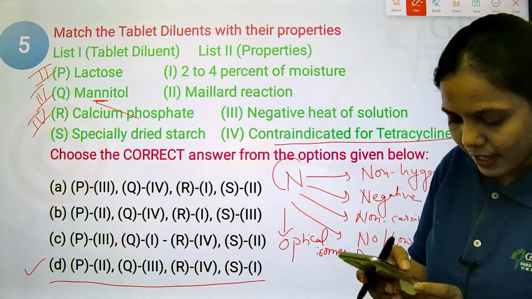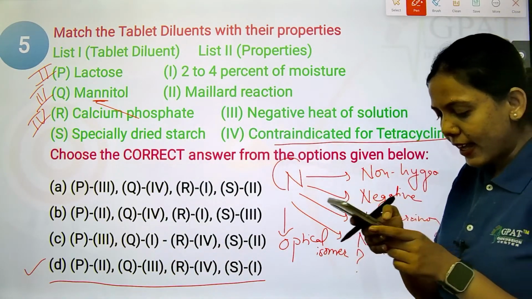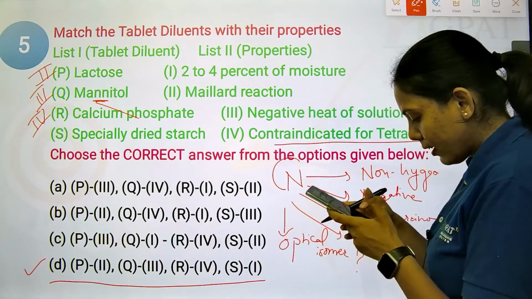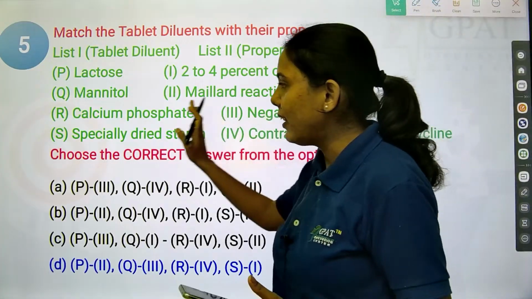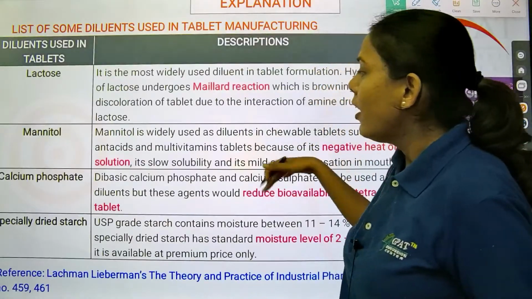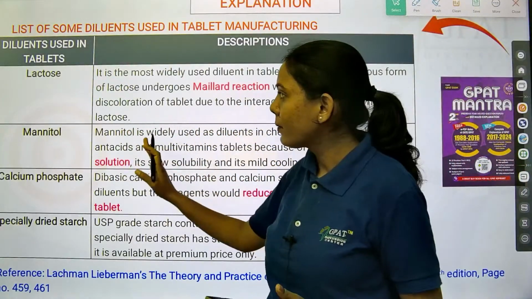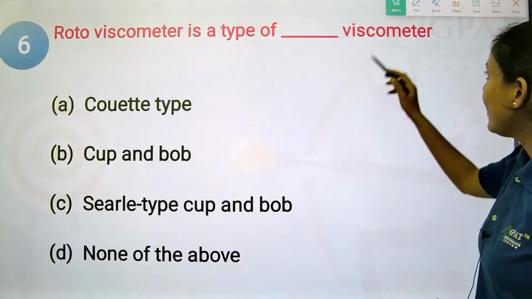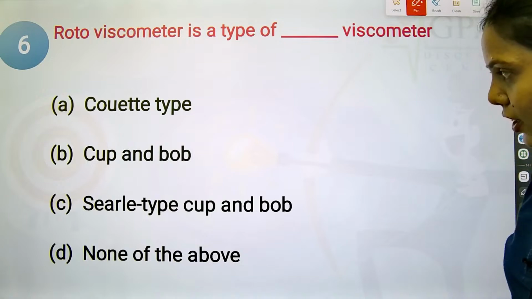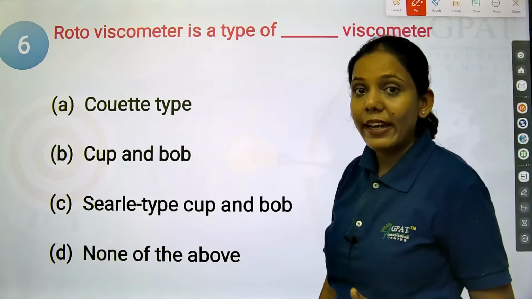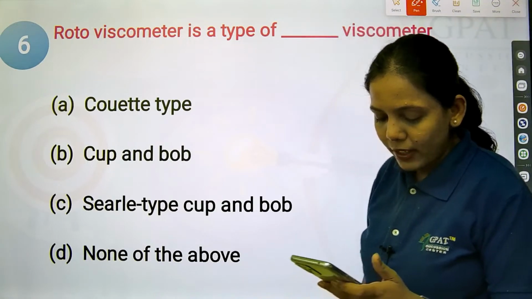Very good, whoever has answered. Sorbitol is the right answer. Yes, very good. So sorbitol is the optical isomer. Many things we have covered in this question only, which I have already explained. Next: rotoviscometer is a type of which viscometer? Rotational. From that word rotational you can identify. Rotoviscometer is what?